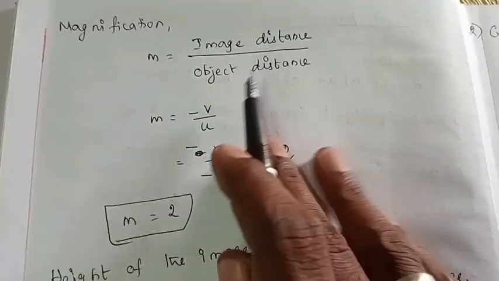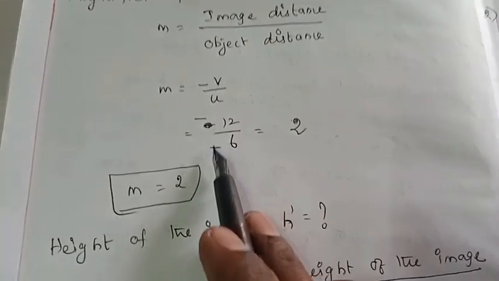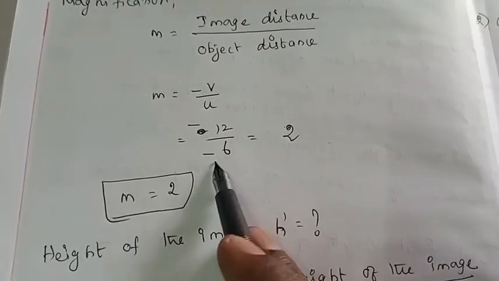Next, magnification they are asking. The formula is M is equal to minus v divided by u, where image distance is v and object distance is u. So minus 12 by minus 6, the given data. Minus minus cancels, 6 2s are 12. So M is equal to 2.